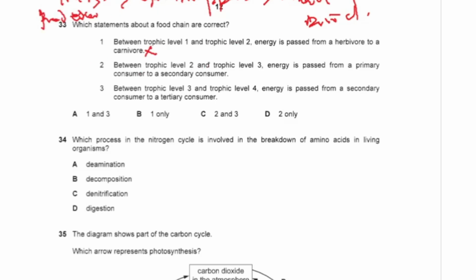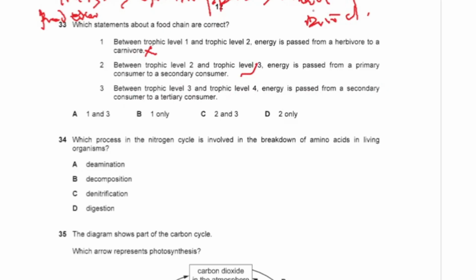Now, between trophic level 2 and 3, energy is passed from a primary consumer to a secondary consumer. Of course, this guy is a primary consumer, so that's correct, and this guy is a secondary consumer, so we tick 2 as being correct. Between trophic level 3 and 4, energy is passed from a secondary consumer to a tertiary consumer.